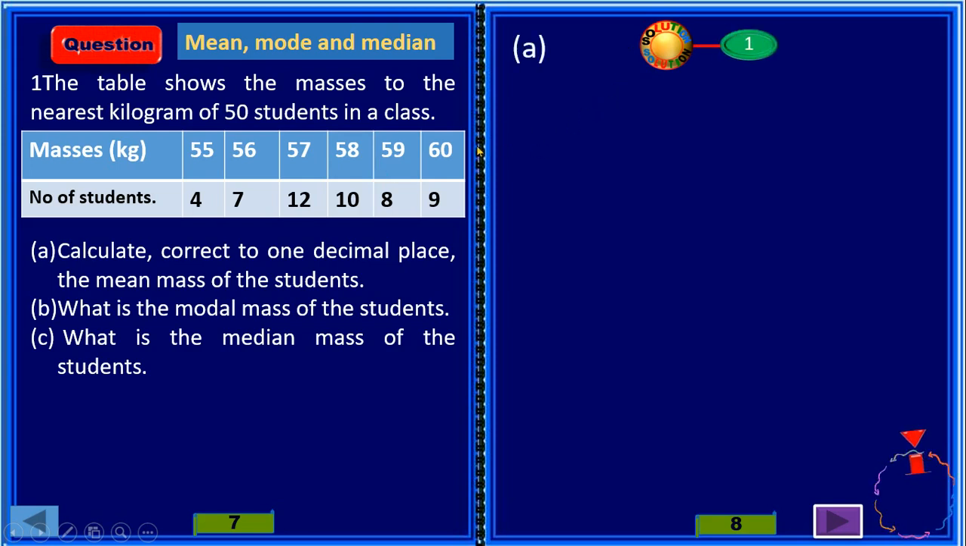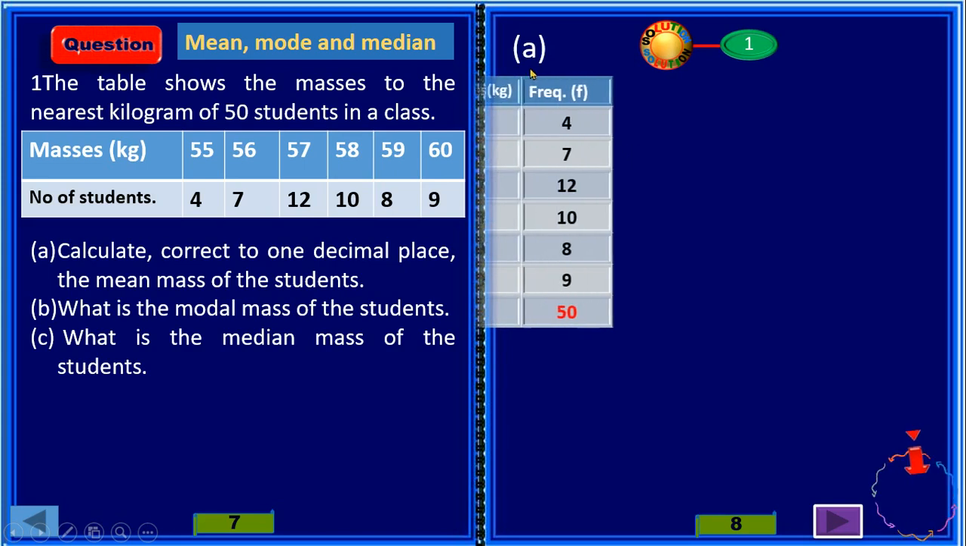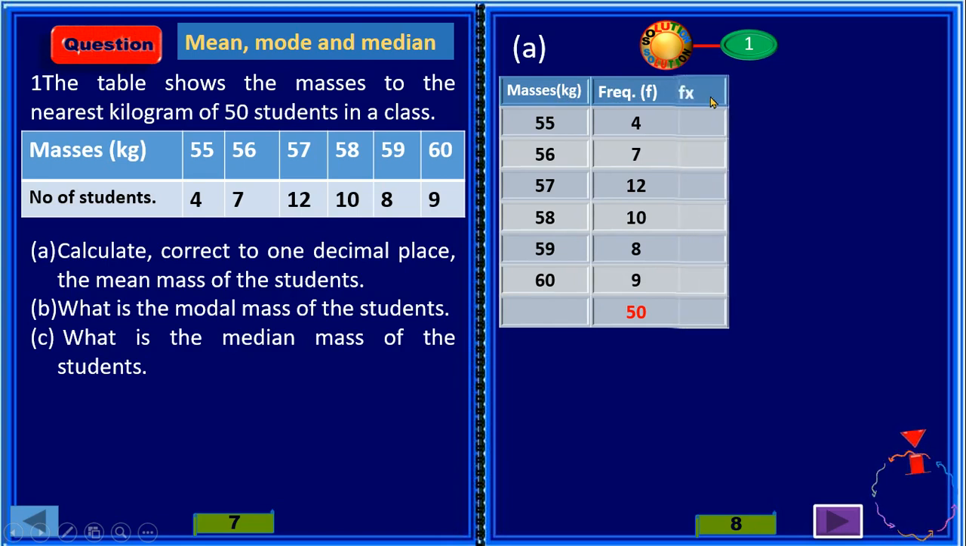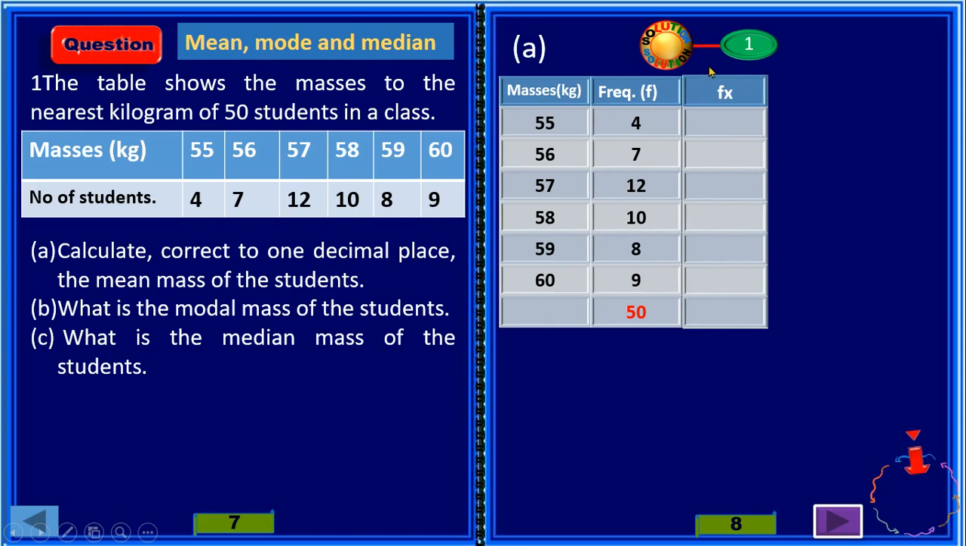We are going to reproduce the table. That gives us the column for the masses and then the column for the number of students or frequency. To calculate the mean, we need to add another column to calculate the product of the masses and the frequency. And then we are going to do that now. For the first row, 4 multiplied by 55 will give us 220. You can do that with your calculator.